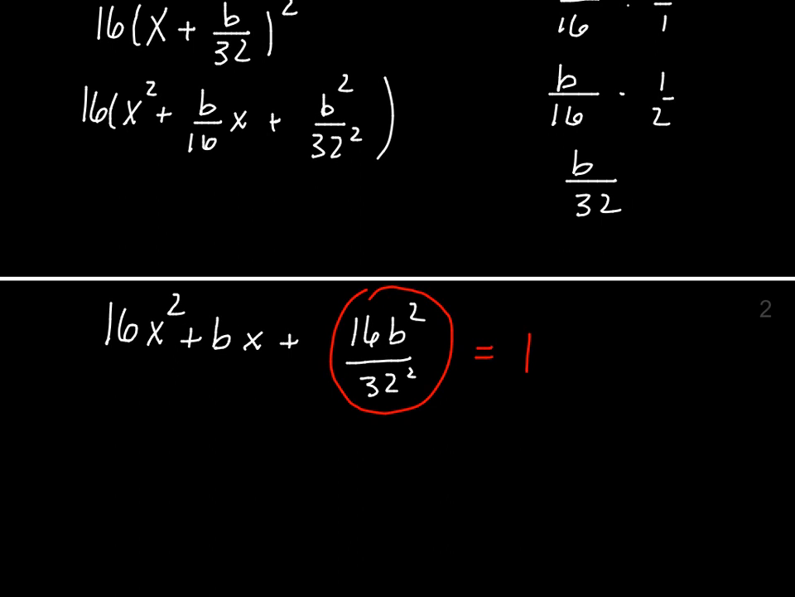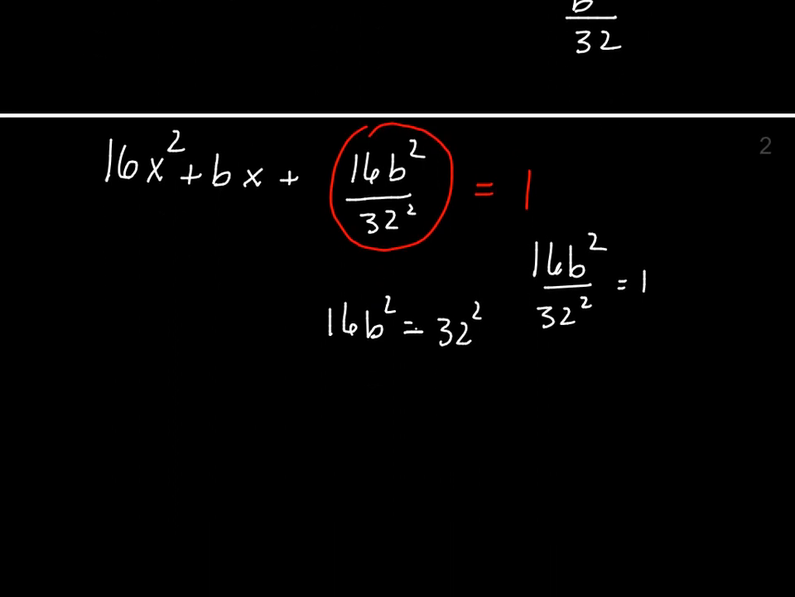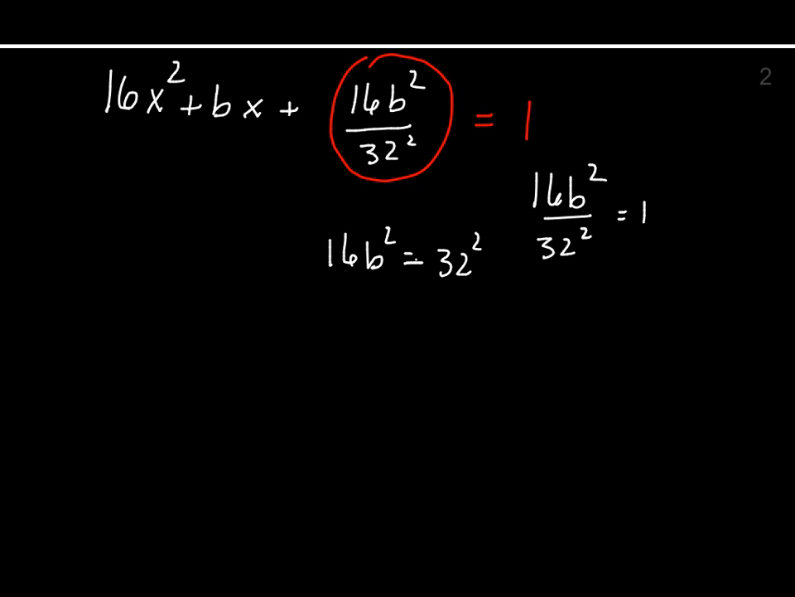So I set them equal to each other, and I write 16b squared over 32 squared equals 1. Now I cross multiply. I get 16b squared equals 32 squared. I square root both sides, so the square root of 16 is 4, the square root of b squared is b, and the square root of 32 squared is 32. Now I divide both sides by 4, and what I get is 32 over 4, which means b equals 8.